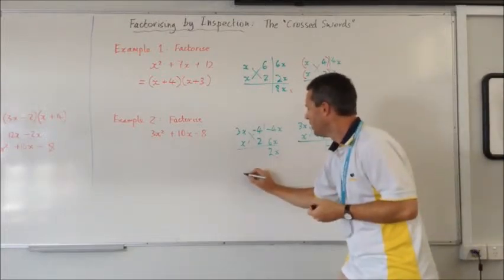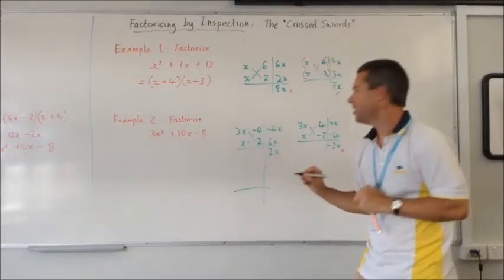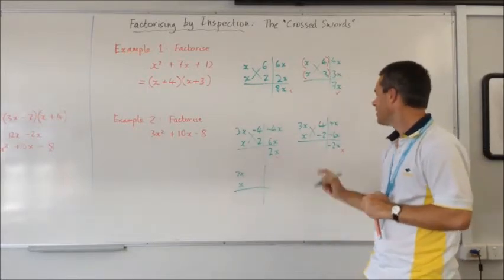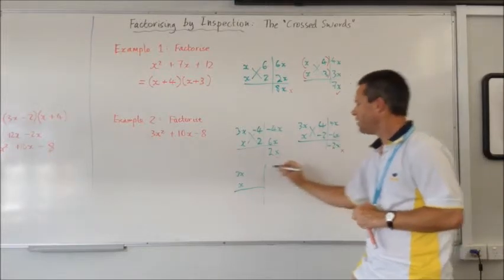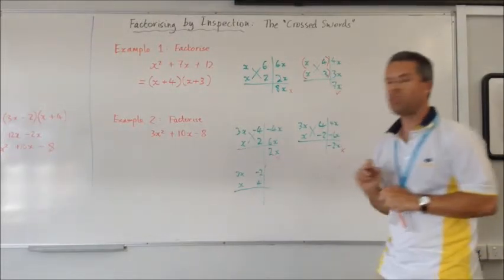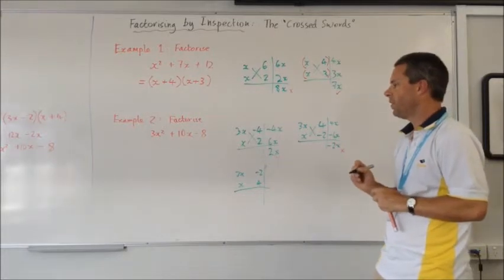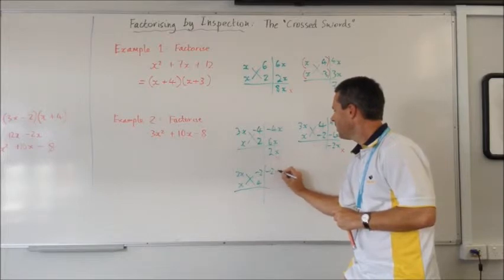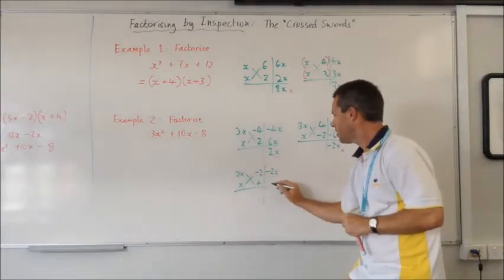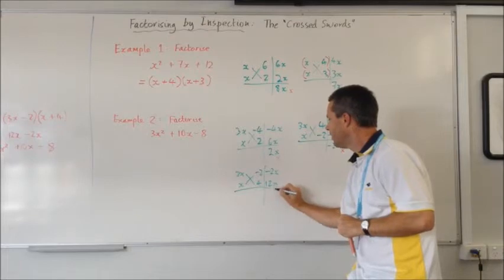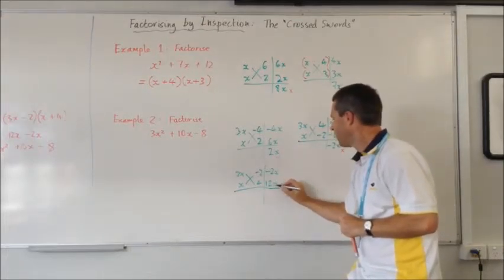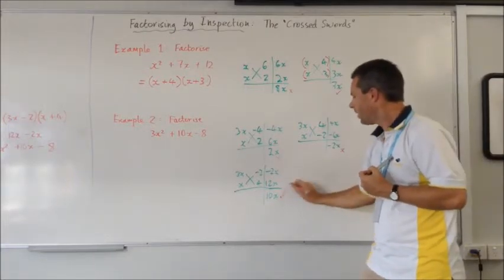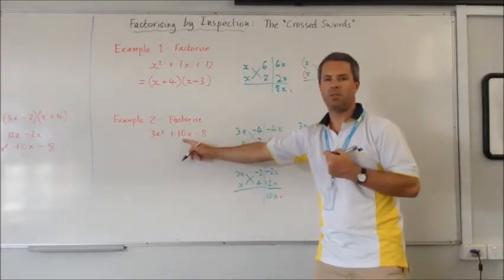So you might have to try them in a different arrangement. So here, set up another grid. 3x and x. Maybe try swapping these around. Negative 2 at the top and 4 at the bottom. Cross the swords, x times negative 2 gives negative 2x, 3x times 4 is 12x. Add them together, we get 10x, which is what we're looking for. That one matches the middle term here.